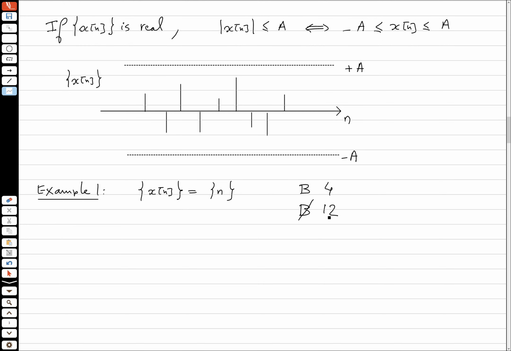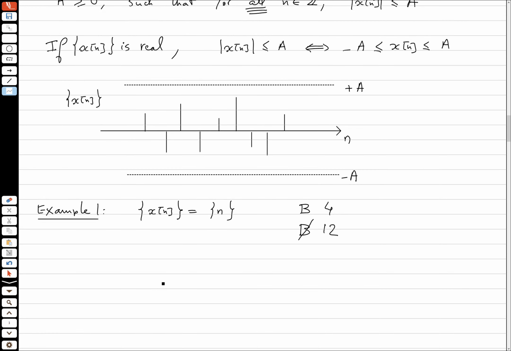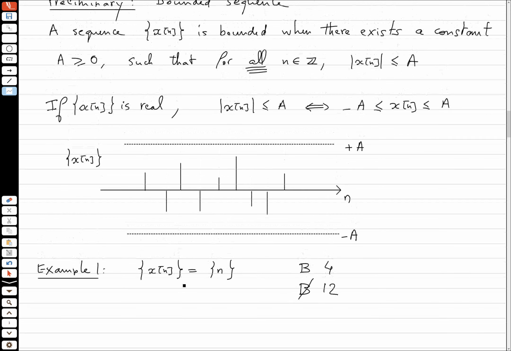Okay. Things are simple. If it's bounded, that means you should be able to give me a value of a. Constant, okay? You should be able to give me a number like 2, 3. No, it has to be a constant. Or when you plot it, you should be able to put a cap, a ceiling, and a floor. Now, if you plot this, what does it look like? Yes, it's a ramp. It's not bounded, obviously.